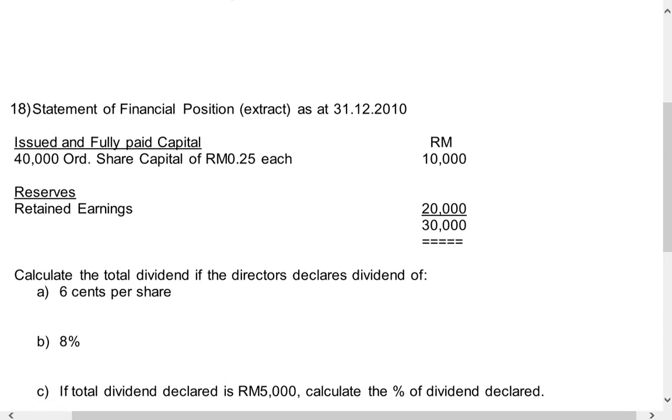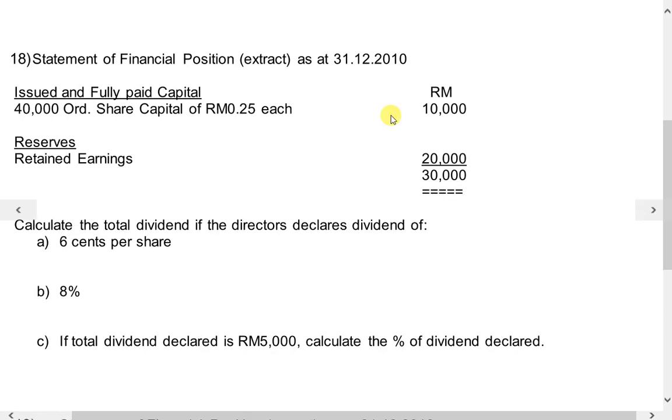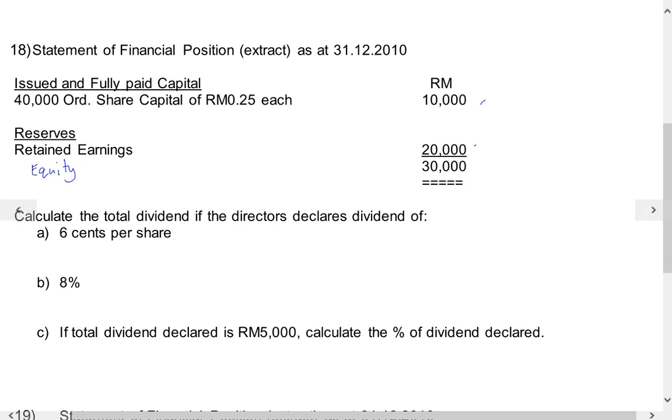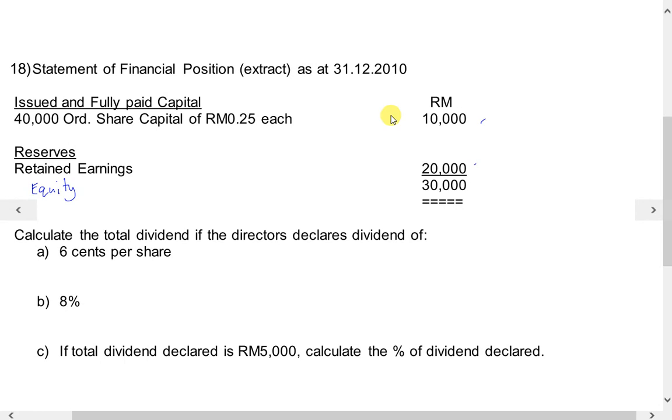Number 18. Statement of financial position extract. So you have ordinary share capital 10,000 and you have a reserve. So this is equity. Calculate the total dividend if the director declares a dividend of 6 cents per share. So currently the company has 40,000 ordinary shares. So the dividend is 0.06 times 40,000 shares. Total will be 24,000.